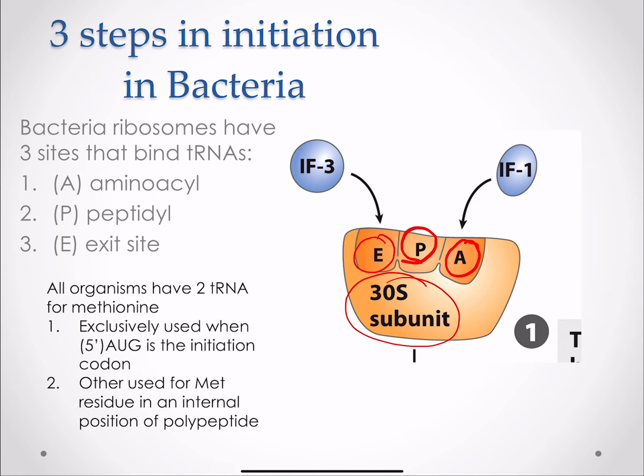So all organisms are going to have 2 transfer RNAs for methionine. You're going to have one for that initiation methionine, and then the second transfer RNA is going to be for the methionines that are within the actual growing peptide chain.